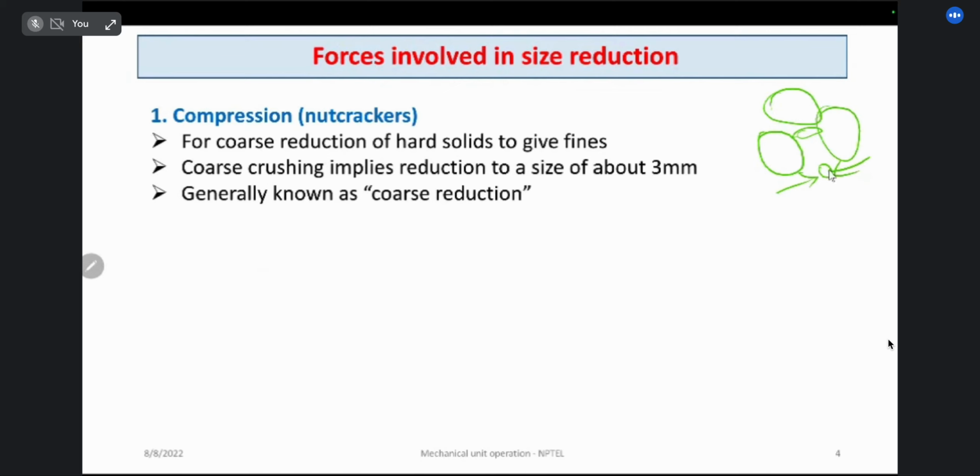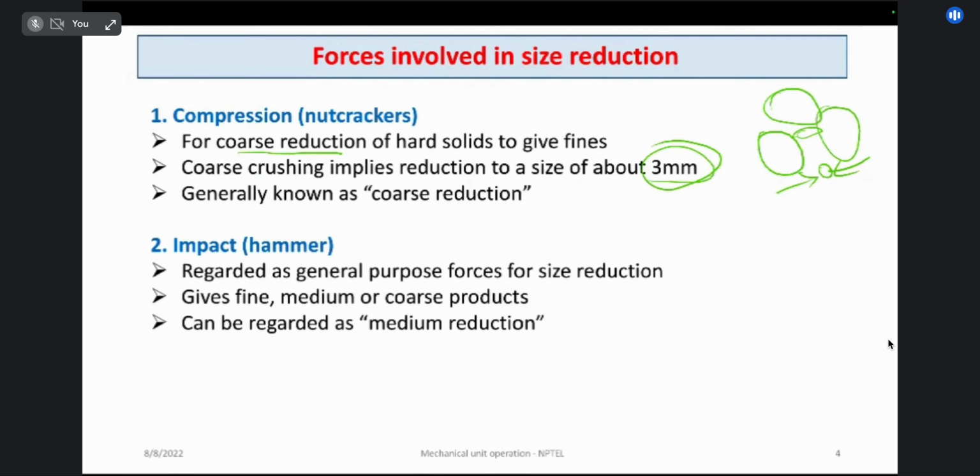This is a small example, but most coarse reduction of hard solids uses these compression techniques, and it is also known as nutcrackers. So compression is used for coarse reduction of hard solid feed. Coarse crushing implies reduction to a size of about 3 mm. Okay, so it can be reduction to about 3 mm only. When we go for this coarser size reduction, we use this compression force, and it will be helpful for us.